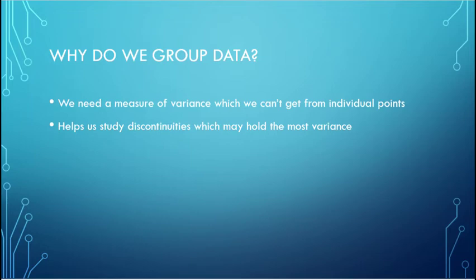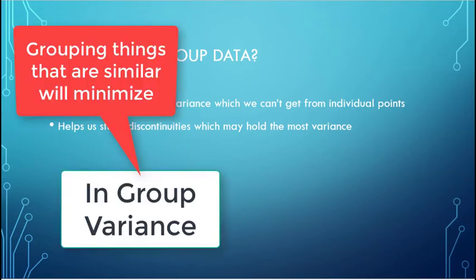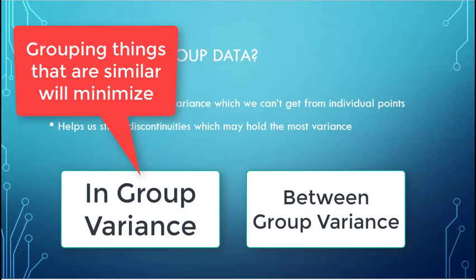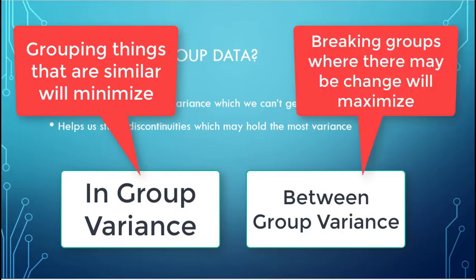Because what we would like to do is group things together so that we minimize the in-group variance, so we're grouping things that are similar, and we maximize the between-group variance, which means the places where we think one group is likely to be different from another group are good places to divide the data.